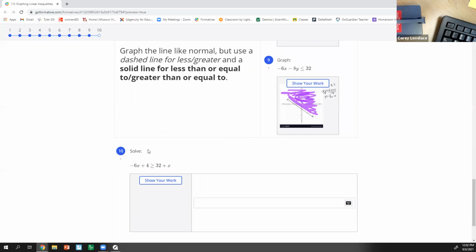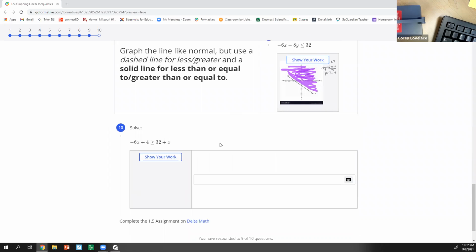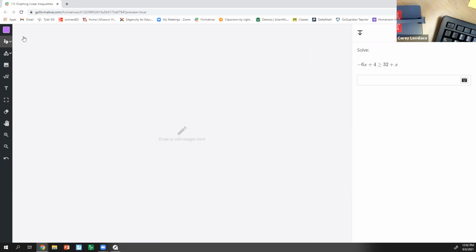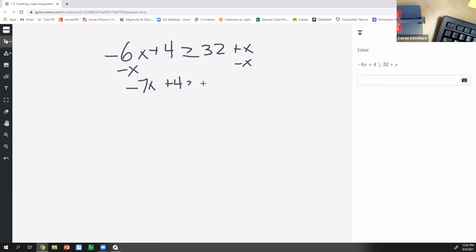And then last thing we're going to just review is how we solve an inequality. So goal on one like this is just to get x by itself. So let's switch back to this. So -6x plus 4 is greater than or equal to 32 plus x. So I would subtract x from both sides. Get negative 7x plus 4 is greater than or equal to 32. Subtract 4. Negative 7x is greater than or equal to 28.